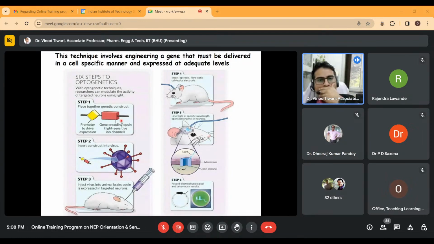There's a gene which encodes the opsin, a light-sensitive ion channel, which is present in the rod and cone cells of our eyes as well. Then we insert the construct into a virus by using recombinant DNA technology. Why a virus? Because a virus has the capability to replicate, and once it replicates, it makes millions of copies. That means this gene will also replicate along with the virus. When you inject this virus into the brain of the animal using the histotoxic technique, the opsin, whether it is halorhodopsin or channelrhodopsin, to activate or to silence the neuron, will be expressed in the targeted neuron.